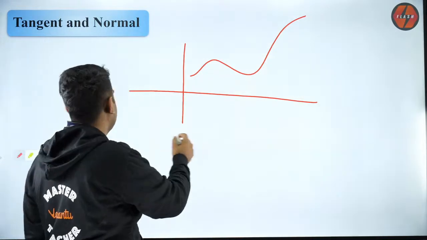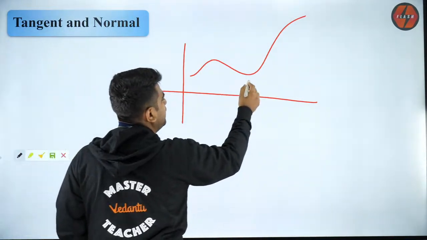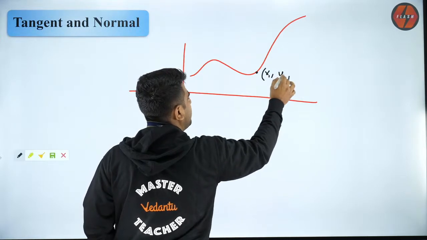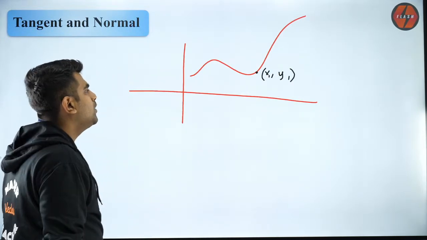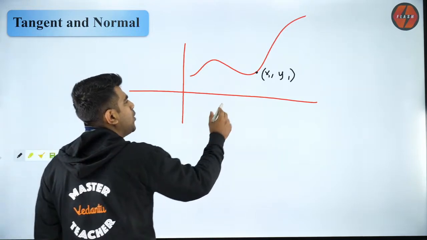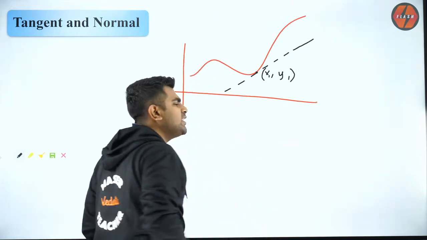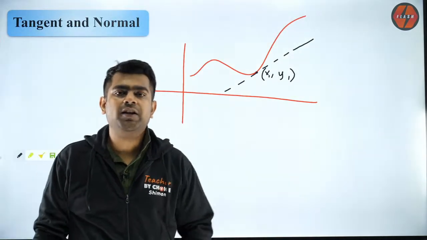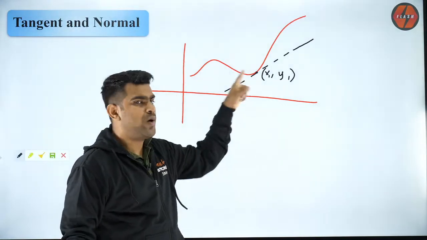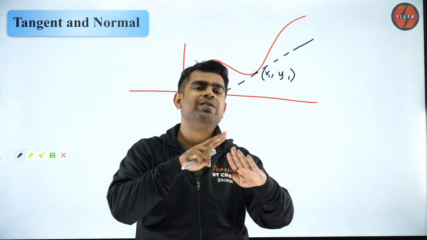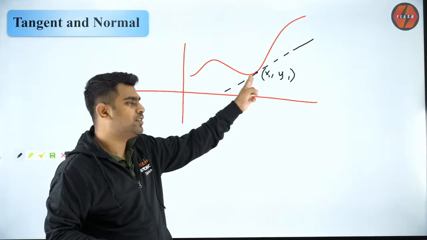Okay, this is my function and I will take any random point over here. Let's say I take this random point x1, y1. Now everybody is interested to find out the tangent at this point. What is a tangent? A tangent is a line which touches the curve at only one point. Whenever it touches the curve at one point, it is said to be a tangent.